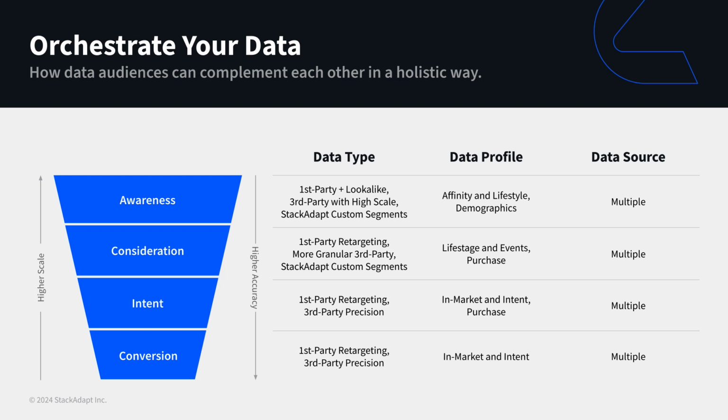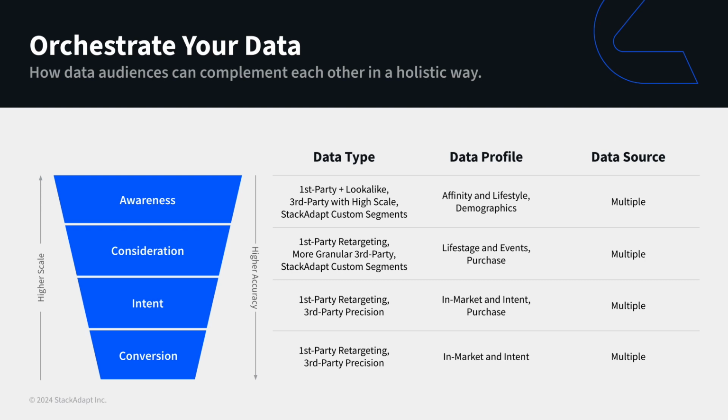Some data types to look at to consider supplementing your first-party data is an audience lookalike expansion, third-party audience, typically with a higher scale, as well as StackAdapt custom segments. The audience lookalike expansion will help you find net new users who are most similar to your desired first-party audience and introduce them to your funnel, while also using third-party and custom audience segments with affinity, lifestyle, and demographics profiles that will help you cast a wide enough net while staying within your desired consumer profile.